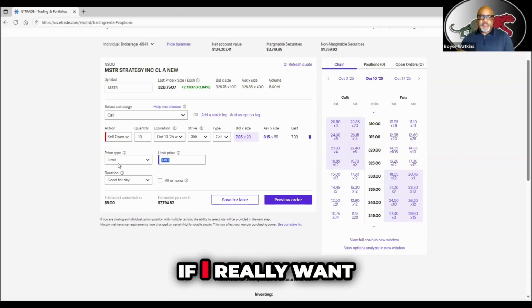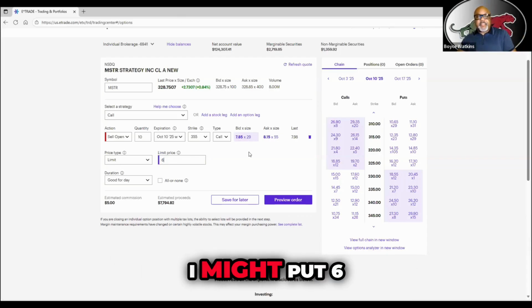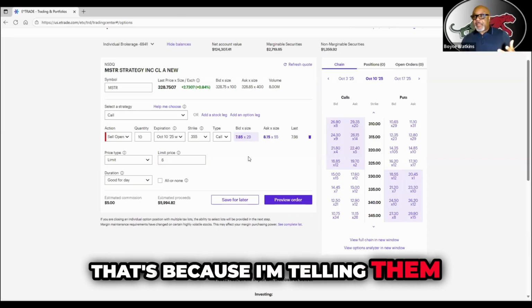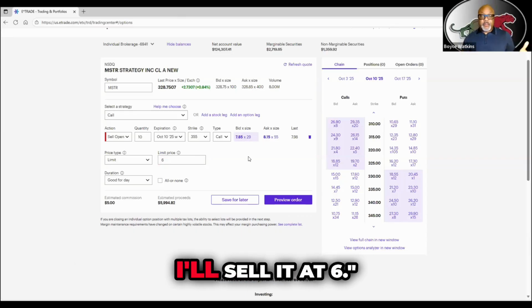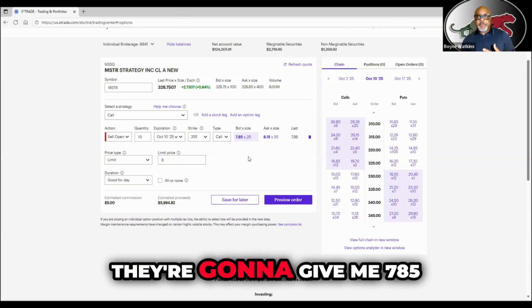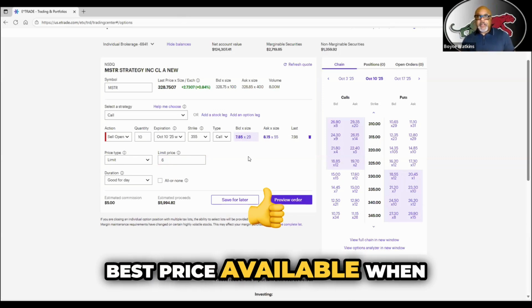So for example, if I was really desperate to make sure the order happens quickly, I might put six in here. That's not because I'm going to sell at six. That's because I'm telling them if this stock is as low as six, I'll sell it at six. But if the price is 785, they're going to give me 785. They have an obligation to give me the best price available when I sell.